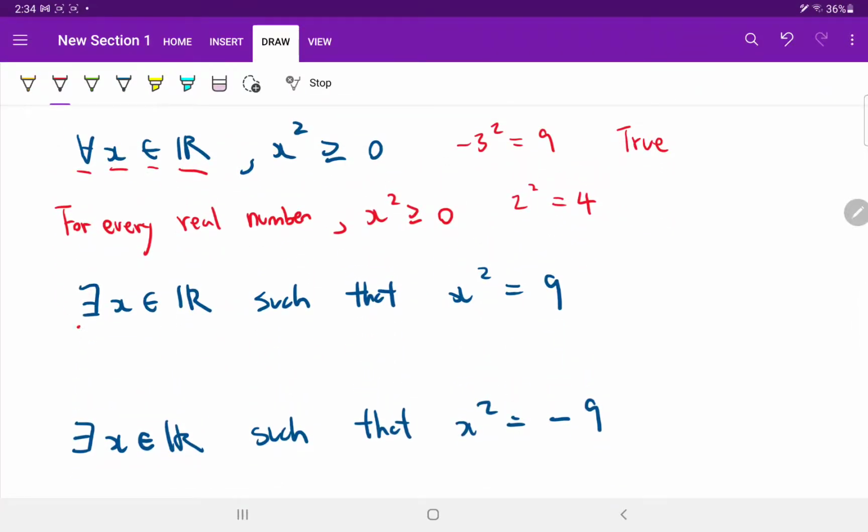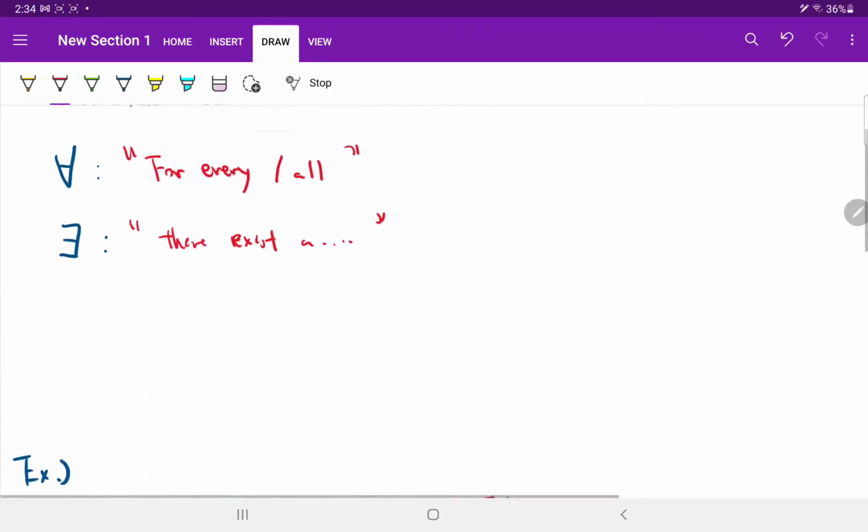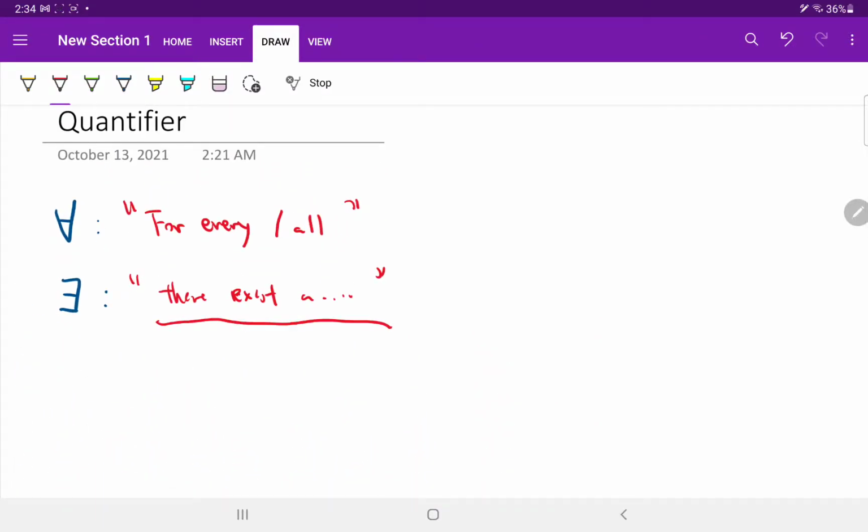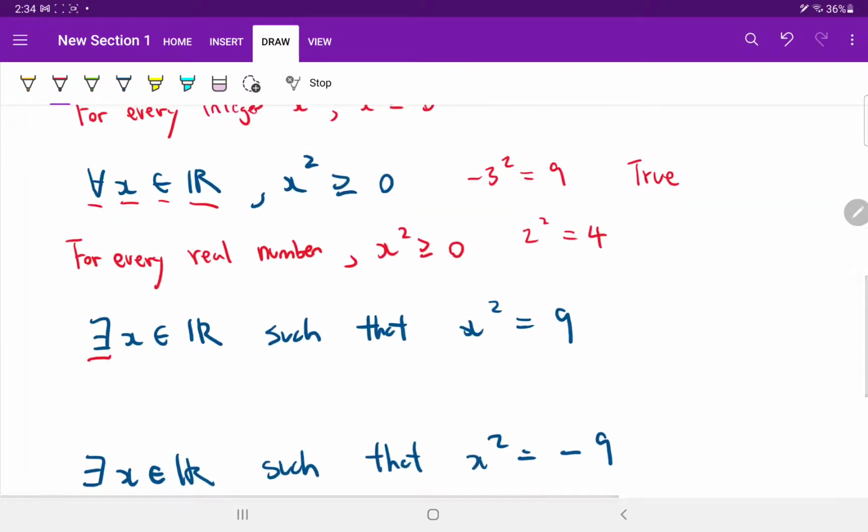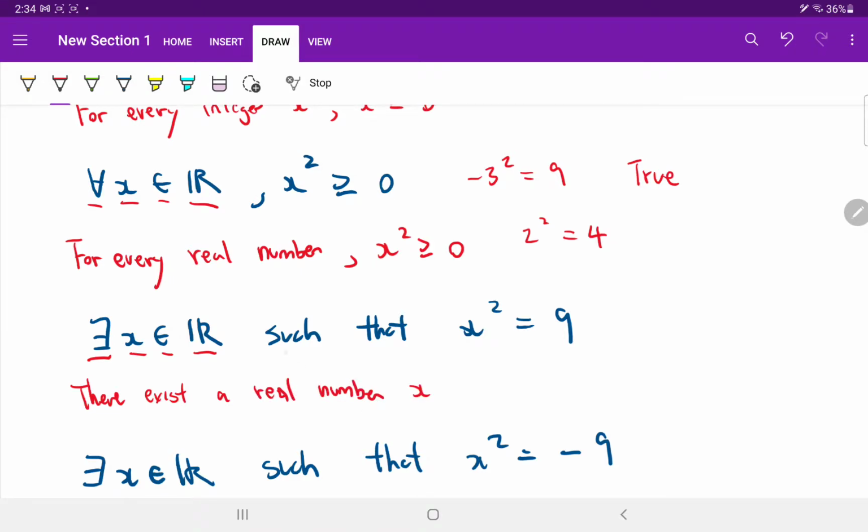So let's look at an example. So we have this symbol. So let's recall what this symbol means. This symbol means there exists a. So it's the same thing. Look at this. So there exists a. X is an element of real number. So there exists a real number x such that x squared is equal to 9.